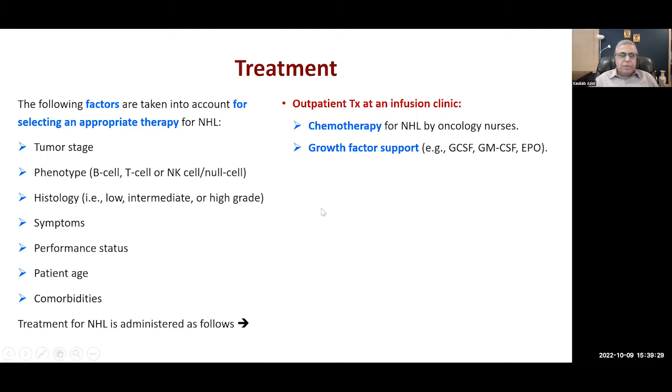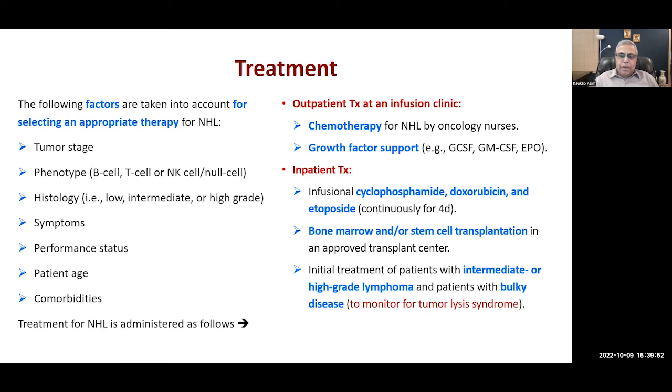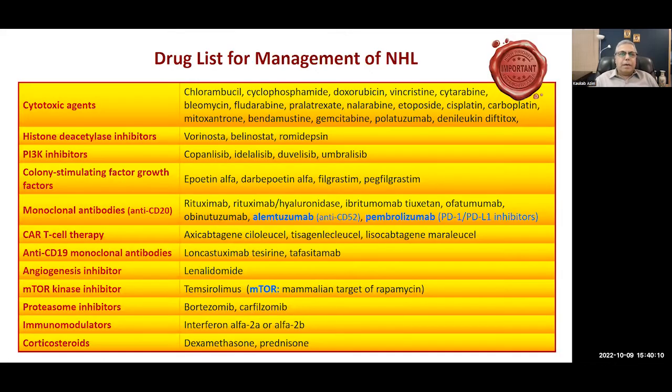But certain types of therapies are there for which you have to admit the patient, inpatient treatment. For example, infusional cyclophosphamide, doxorubicin, etoposide, which have got serious side effects, and you have to give them continuously for 4 days. So you have to admit the patient. If you have to do a bone marrow or stem cell transplant, then obviously you have to admit the patient. Initial treatments of patients with intermediate or high-grade lymphomas, bulky disease, which means the size of the tumor is very big, and patients with complications like pain and dehydration. For these patients, you have to admit the patient, okay, for these cases.